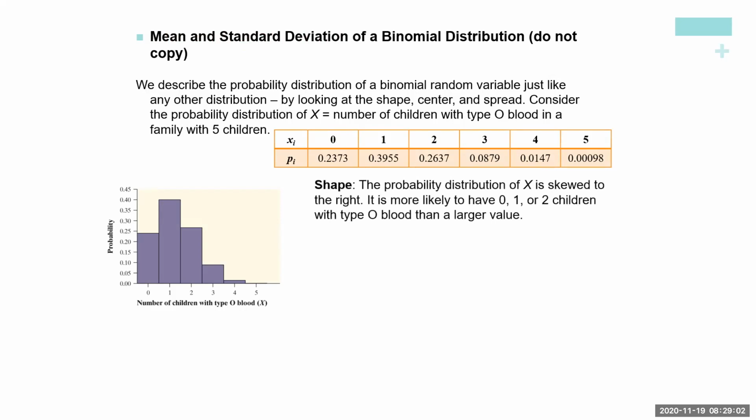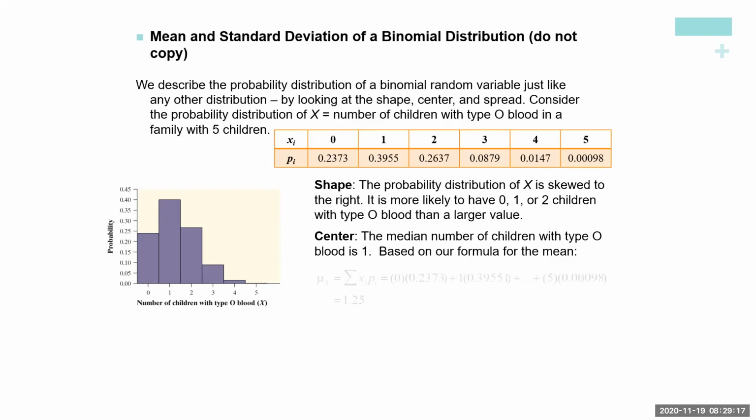So what do we notice about the shape? Again, the shape is skewed right. It is more likely to have 0, 1, or 2 children with type O than a larger value. Notice the center. The median number of children with type O is 1. And again, you can calculate the expected value exactly. You can find the mean. Median, you can just look at the bar graph or the histogram. Mean, you can calculate expected value: X times the probability, add them all up.